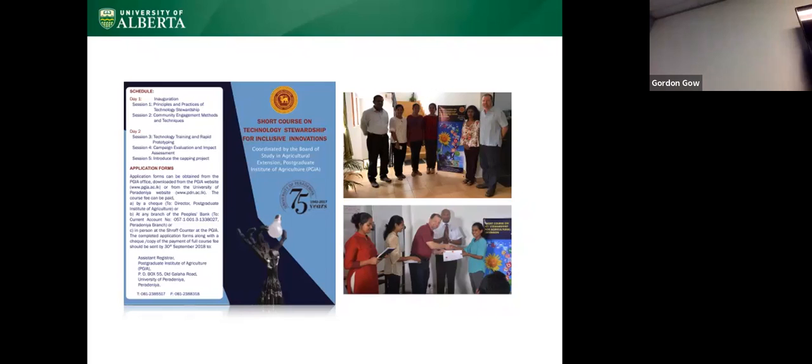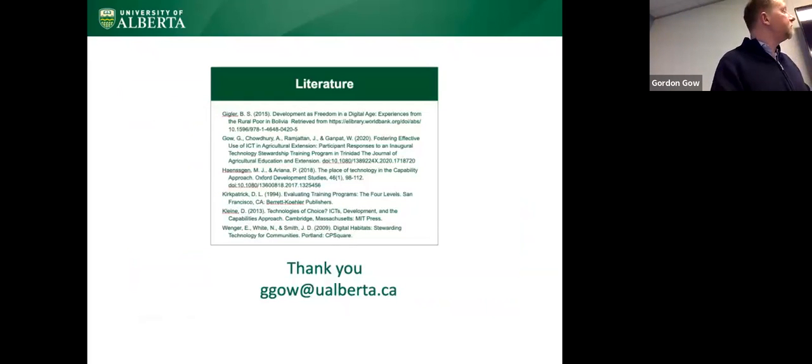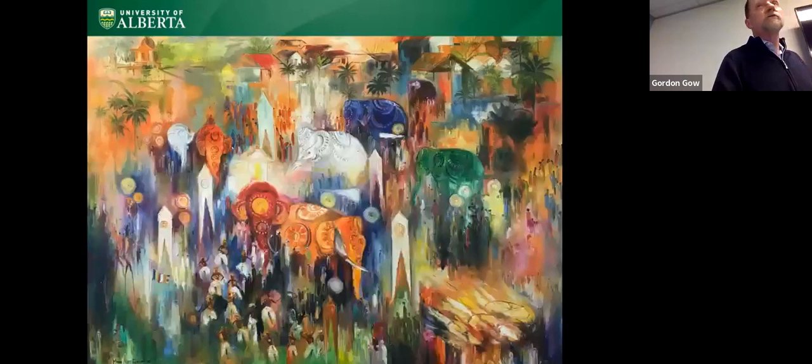This is the brochure that they created in Sri Lanka for the second one, and that's some of the team members there in Sri Lanka. So I'll be happy to share the slides. There's some of the literature, and this is a gorgeous painting actually from a hotel lobby in Kandy in Sri Lanka when I was there. I loved it so much I took a photo of it.